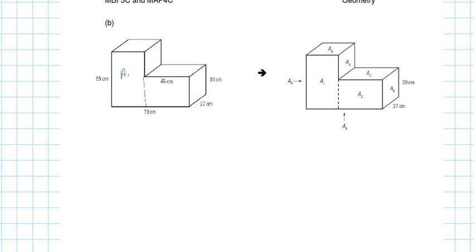How many A1s do you think I have? 2. 2. 3. Where's the third one? Well, I don't know if this one and this one are the same. It doesn't tell me that these two are the same. Okay? So let's see what these sides are equal to. If this is 45, right? So what would this side be?